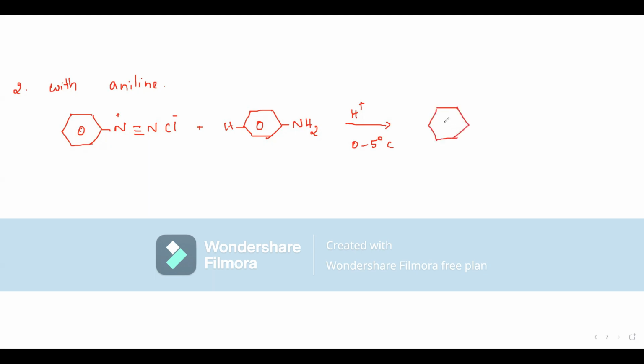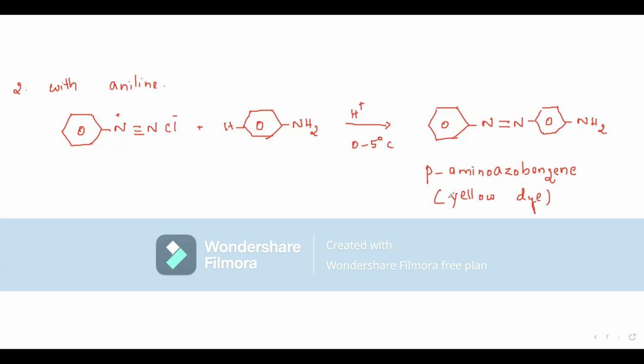So the product will be benzene ring, N double bond N. All right, and you have your aniline here. This is called para-amino azobenzene. The previous one was para-hydroxy. Para-amino azobenzene, which is a yellow color dye. Yeah, so both these coupling reactions result in dyes. Phenol gives orange dye, as well as aniline gives yellow dye.